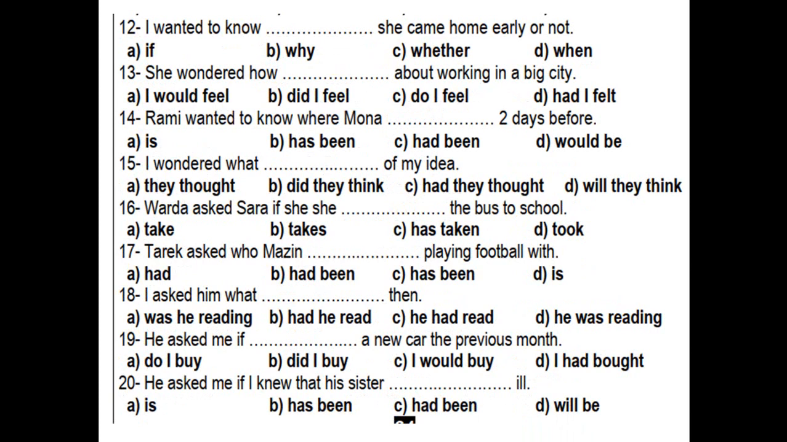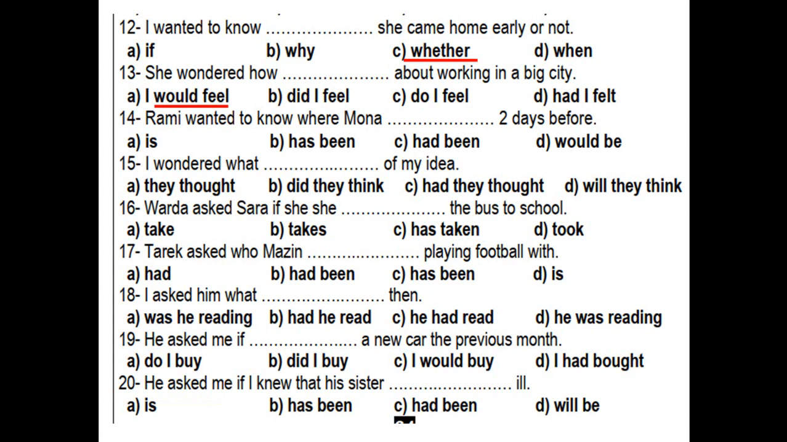Number 12. I wanted to know space she came home early or not. If, why, whether, when. So I wanted to know whether she came home early or not. Okay, so we have whether and if. Okay, but it's better to use whether if you have or not. Whether or not. Number 13. She wondered how space about working in a big city. She wondered how I would feel, how did I feel, how do I feel, how had I felt. So the best answer is how I would feel.